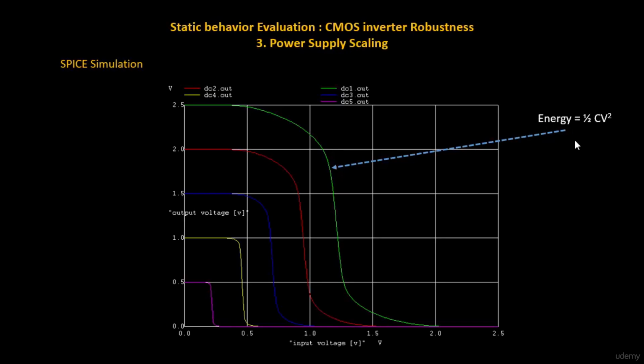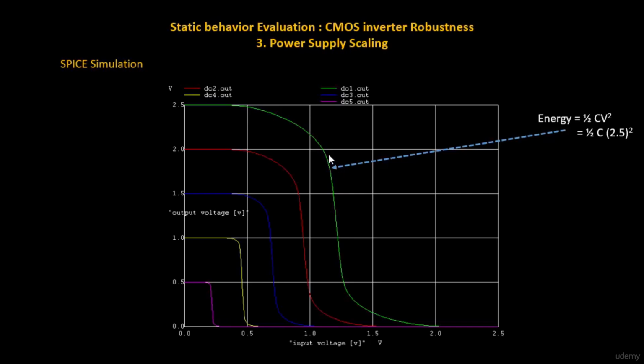Energy is half CV square, where V is the voltage and C is the output load capacitance, the capacitance that this inverter is trying to charge or discharge. Okay, that's a brief introduction to energy, and we'll talk a lot about power dissipation and energy in a separate course. So the energy consumed by a CMOS inverter operating at 2.5 volts is half CV square. So basically energy is proportional to 2.5 square. If these are constant, your energy is 2.5 square multiplied by some constant.